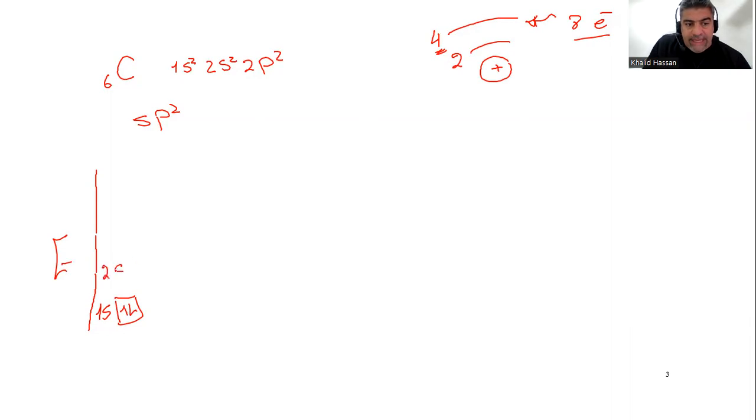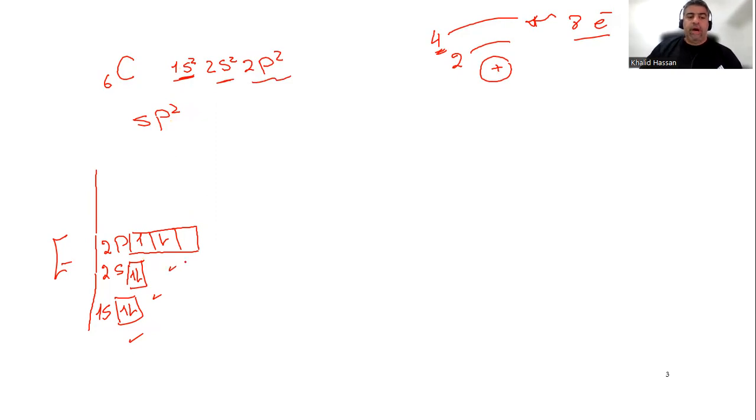I have 2s, here 2 electrons, and I have here 2p. We know that p is higher in energy than s in the same level, so I have it like that. So how many electrons remaining? I have only 2. Why? Because I have 1s2, 2s2, and finally 2p2, which are this one.